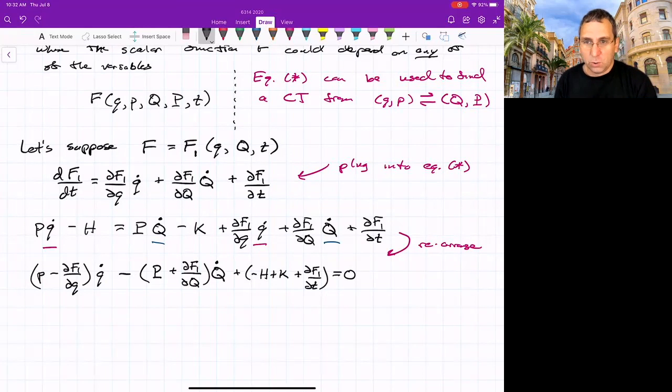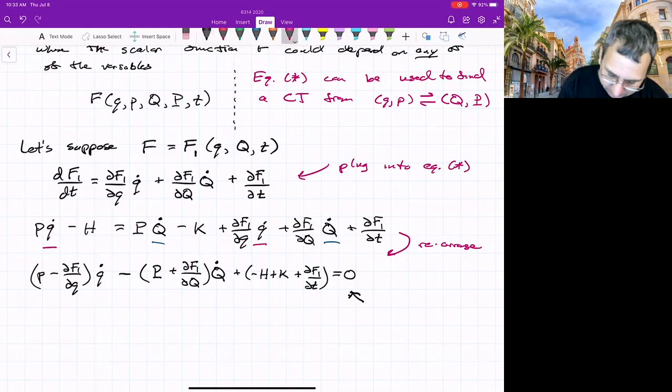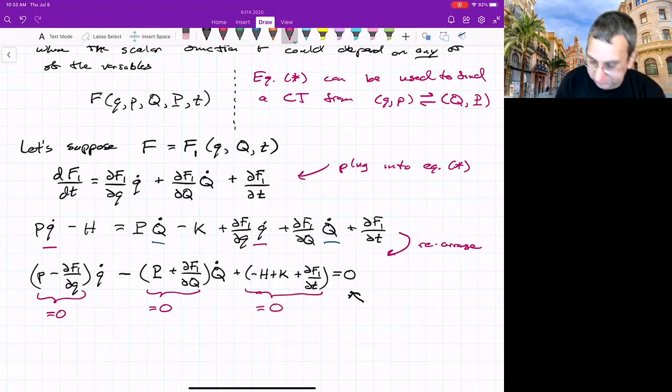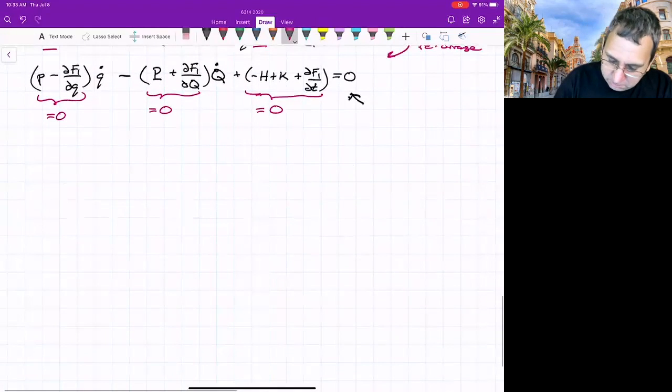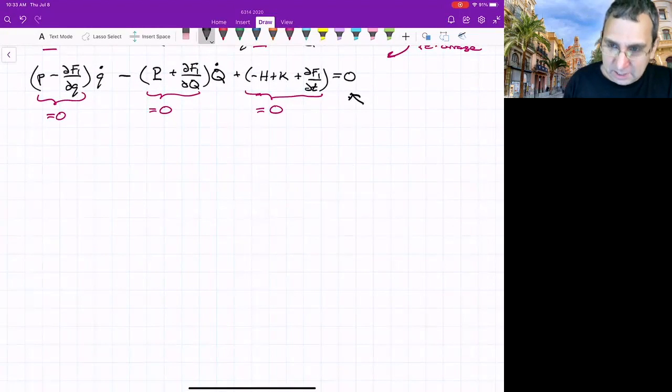We want this to hold for all possible little q dot and big Q dots, right? And the whole thing equals 0. So that means each of these individual things in the parentheses have to equal 0 separately. So this equals 0, right? This equals 0. And this equals 0. So what does this imply? Once we've gotten to this point, now we just rewrite these things we've set equal to 0.